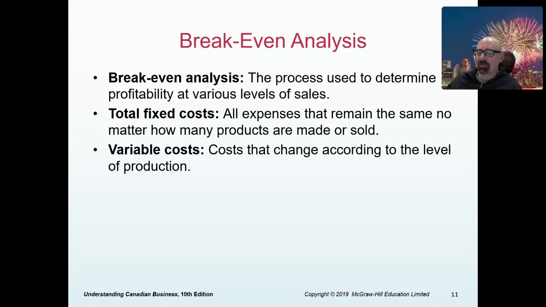In order to understand that, you need to understand two different types of costs. First is your total fixed cost. A fixed cost is a cost that will remain whether or not we make or sell any products. A fixed cost is an expense that will be there regardless of whether or not we make or sell any products. A variable cost is a cost that will change with a different level of production.